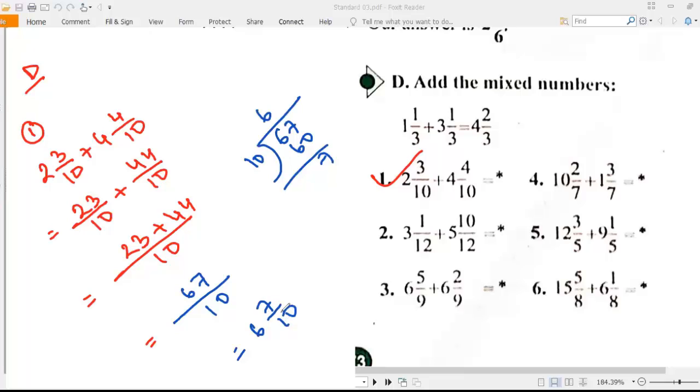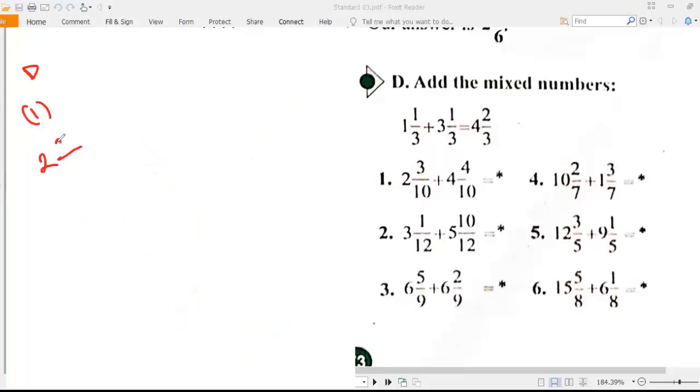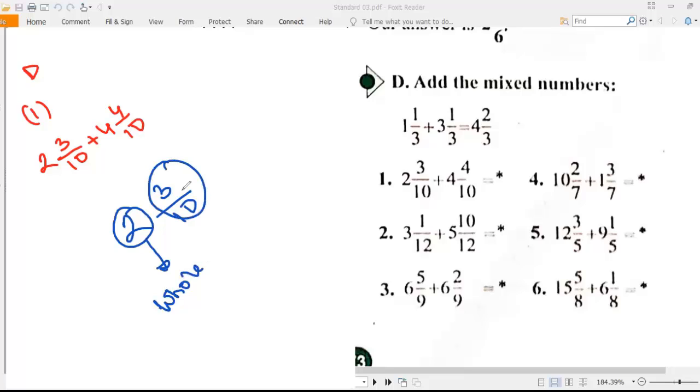Okay. Now I will show you a different method that is super easy. Look at this. 2 whole 3 divided by 10 plus 4 whole 4 by 10. At first, if you look at the mixed number, suppose 2 whole 3 by 10, in this mixed number, this 2 is called the whole number, and this one, 3 by 10, is a proper fraction. So a whole number and a proper fraction, these two make a mixed number or mixed fraction, okay?